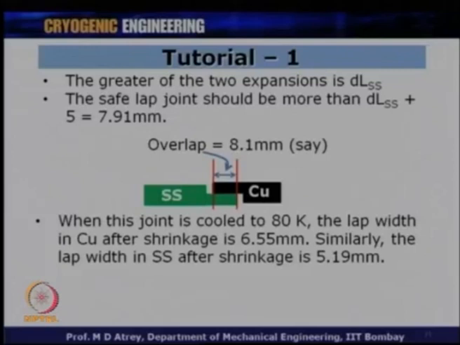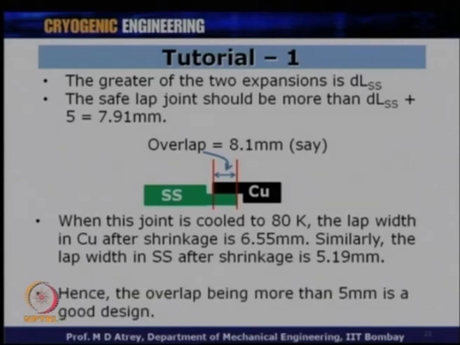So, basically the problem is to calculate the shrinkages of these two materials and see that at 80 Kelvin the joint does not fail. That means the overlap is basically more than the minimum value of 5 millimeter. Alright, this is a very practical problem and I am sure you will understand from here what are the different parameters that have to be considered while designing such a joint at low temperature. Hence, the overlap being more than 5 millimeter is a good design.